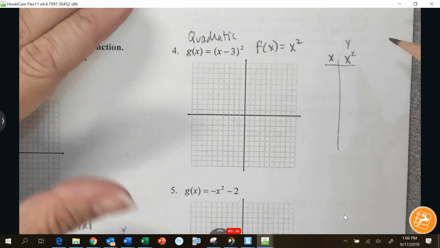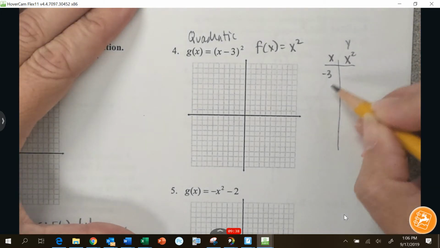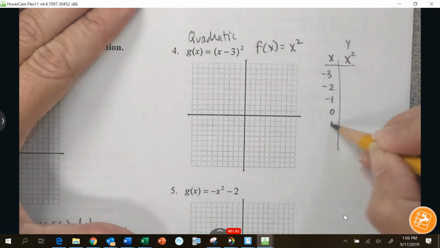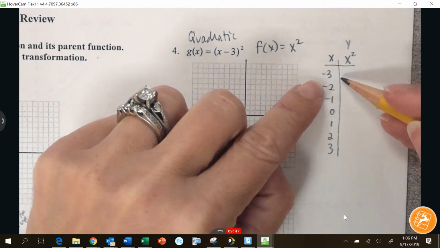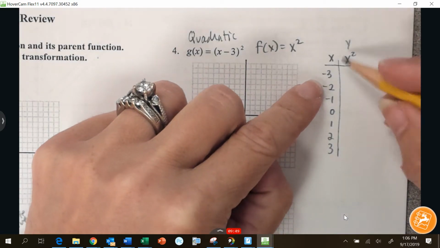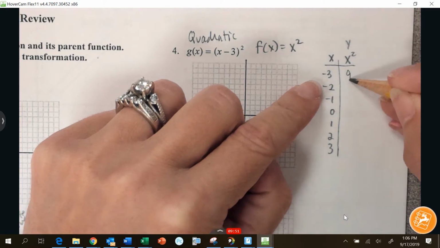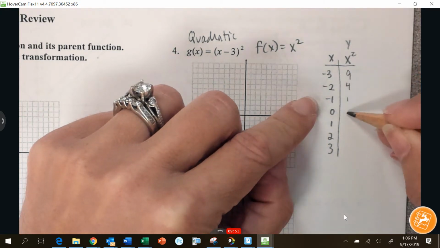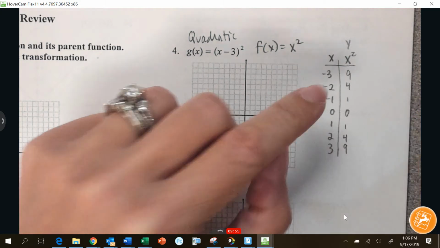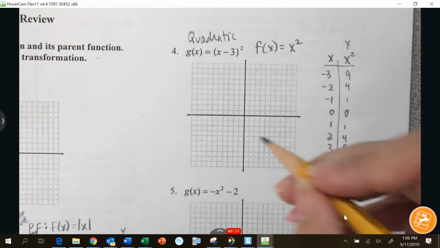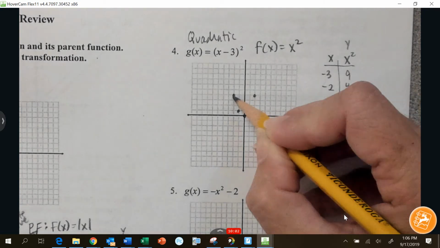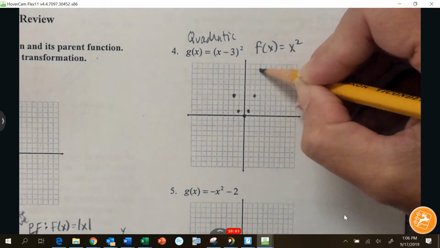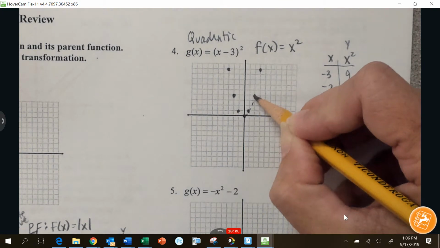After I have the function, now I need points for that function. So I'm going to put numbers in for x that I can square. Then I'm going to square them. And remember, when you take a -3 and you multiply it by itself, it becomes a positive 9. Then I'm going to plot those. And I'm doing it fast because I have done this so many times that I can do it fast. I'm going to plot those and dash the parent function.